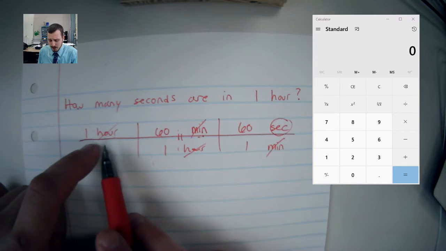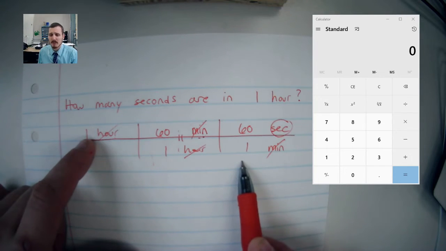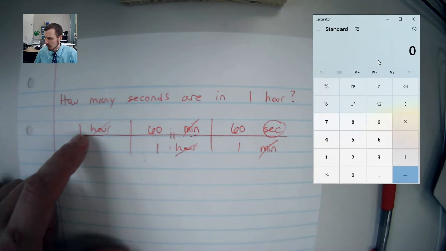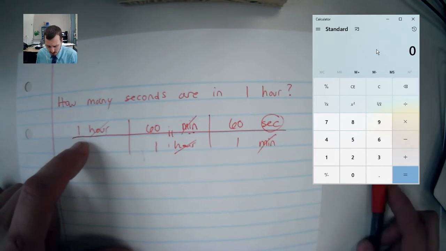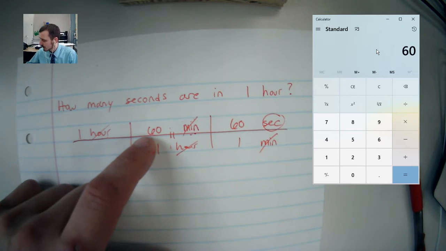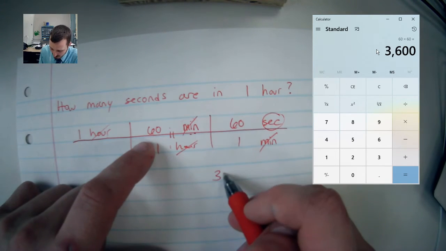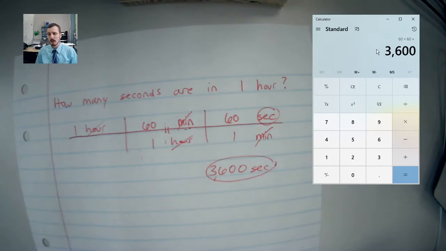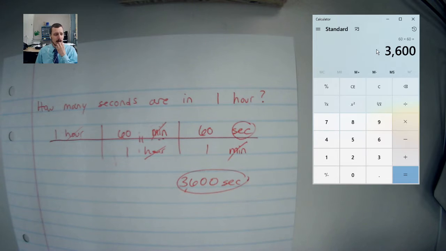So I'm going to ignore the ones because if you multiply or divide by 1, it doesn't change the problem at all. It's just going to be the same thing. So I'm going to ignore them for the sake of this. And so if I do this, I'm just going to do 60 times 60. And we get our answer of 3,600 seconds. So let me show you that in a couple other problems.